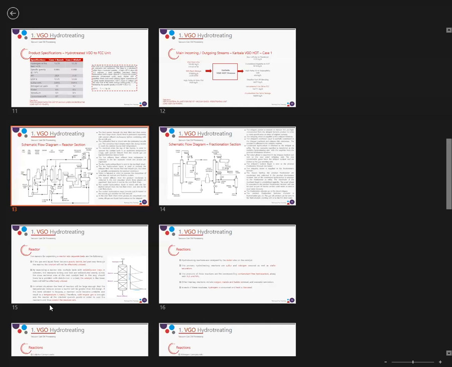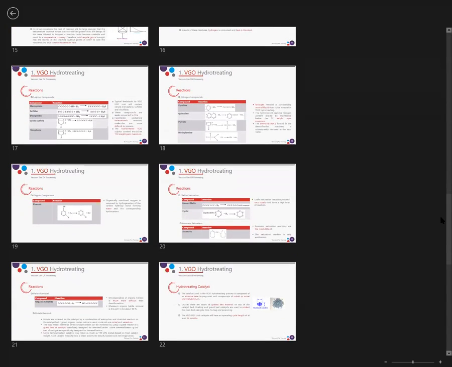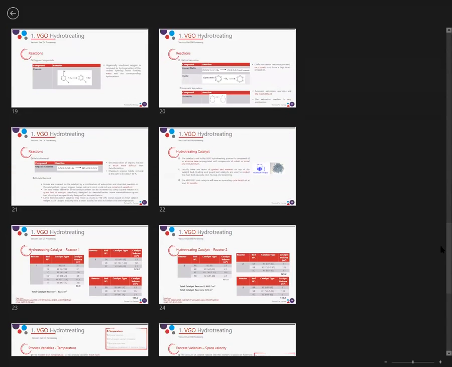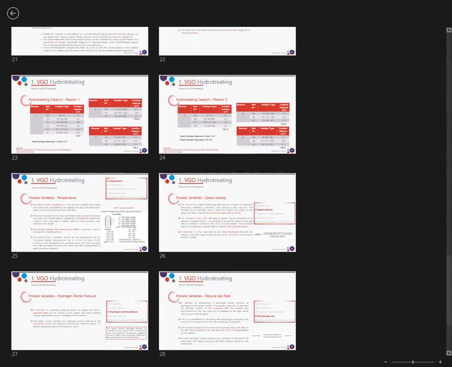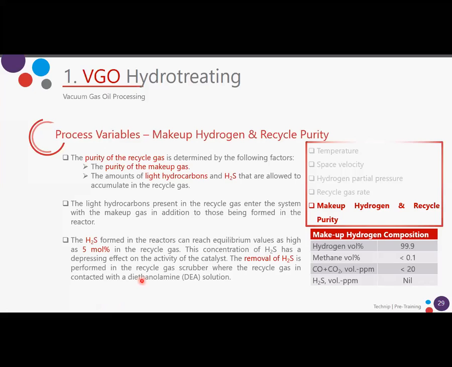Okay, so I will ask you a question. What happens if we don't have a scrubber and we don't have amine? So what's going to happen? Why do we need to inject amine, and even if we don't have a scrubber, what's going to happen in the reaction and what is the impact on the reactor?